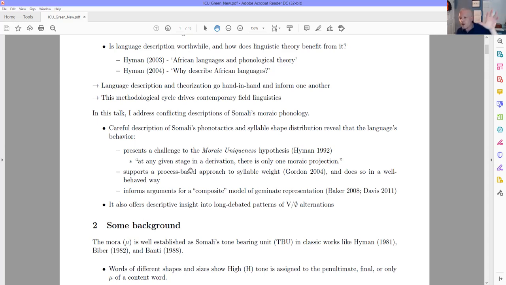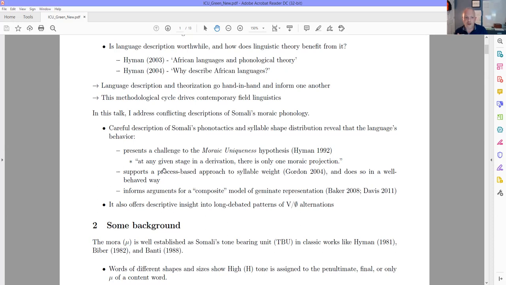So we'll talk a little bit about this challenge, this moraic uniqueness hypothesis, but also these findings support a process-based approach to syllable weight as argued for in Gordon 2004. And Somali actually does this in quite a well-behaved way.